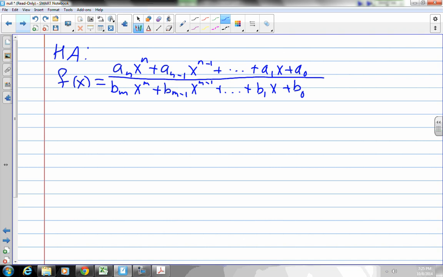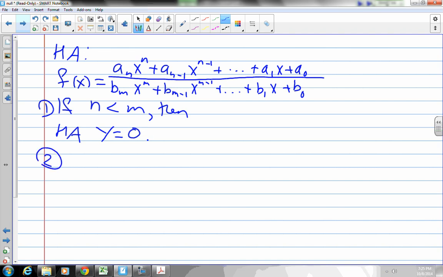Then 3 things can happen. 1, if n is less than m, meaning the degree of the numerator is less than the degree of the denominator, so it's small over big, then the horizontal asymptote is y equals 0. Right? Small over big, y equals 0.